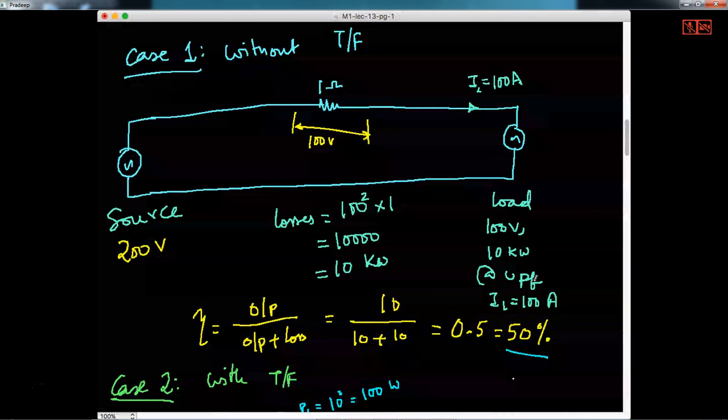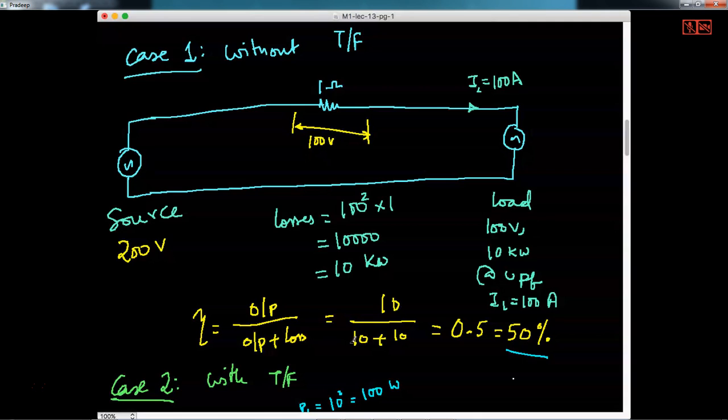Because the load is 10 kilowatt and the voltage is 100 volts, the current is 100 amperes. This 100 amperes current will cause a 100 volt drop, and the power loss will be 100 squared into 1, that is 10 kilowatts. So what is the efficiency? Output by output plus losses, which is 10 kilowatt by 10 plus 10 kilowatt. So we have only 50% efficiency. This is a very bad transmission of power, because 50% of the power is going into losses.